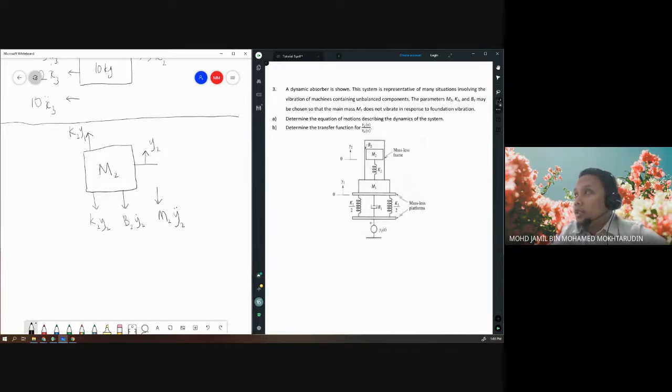And then the friction just now, okay? So the friction just now is friction between M2 and the massless frame that is directly connected with M1. So when M1 moves, ada friction dengan M2. So we have B2, Y1 dot.